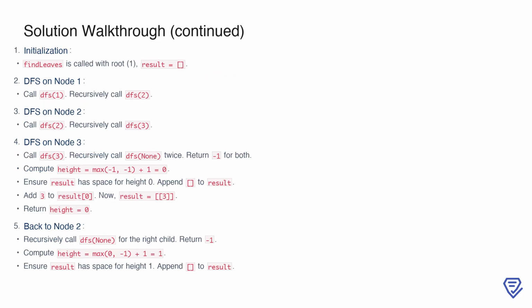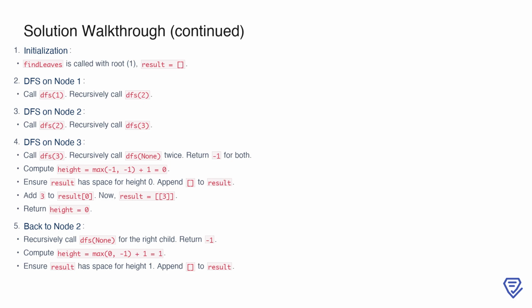For the second example, the binary tree is unbalanced, with nodes 1, 2, and 3 forming a left-skewed structure. We start by calling findLeaves with node 1 and initializing result as an empty list. Beginning with the root node, we invoke DFS, which leads to a recursive call on its left child, node 2. At node 2, we further recurse into its left child, node 3.